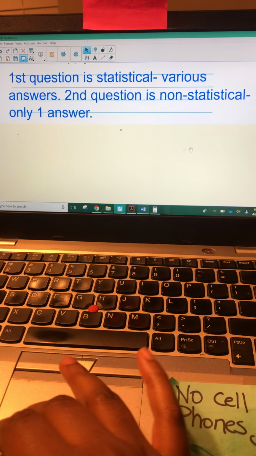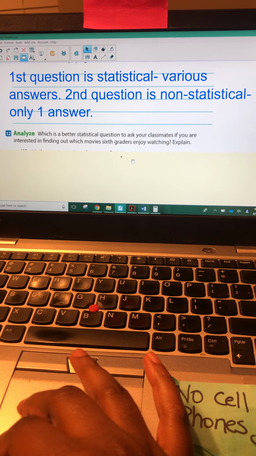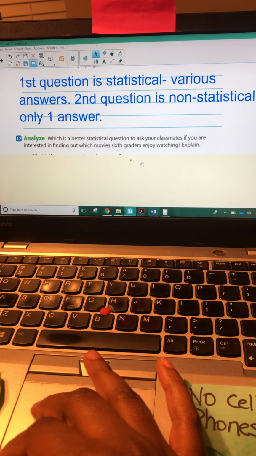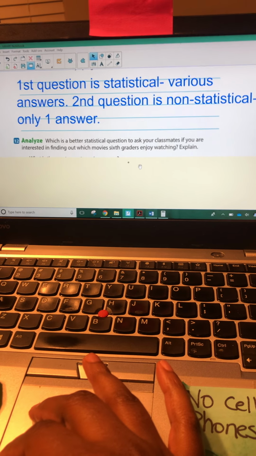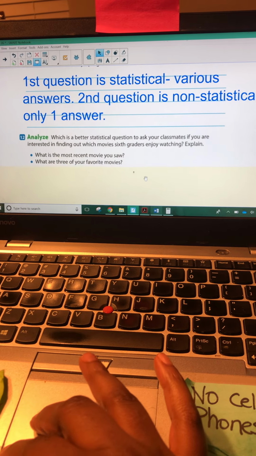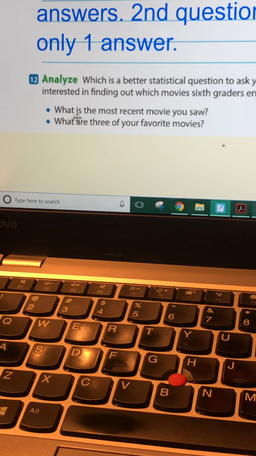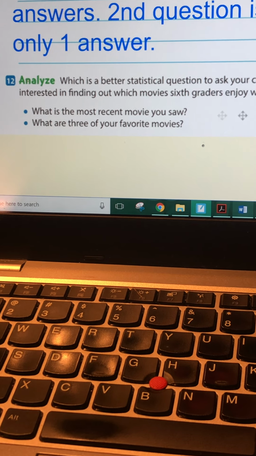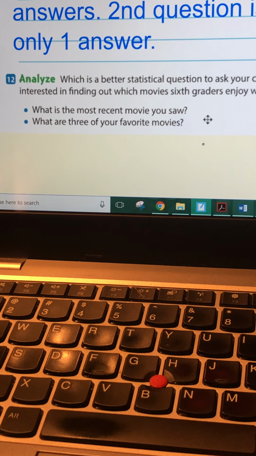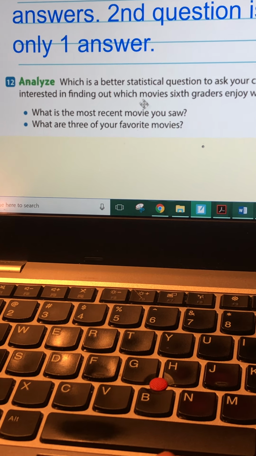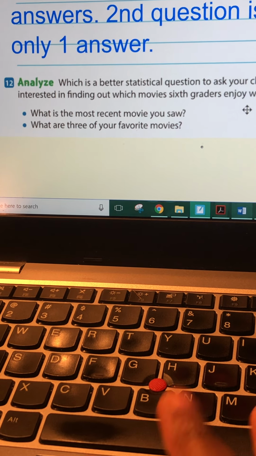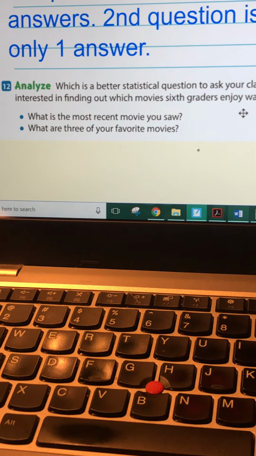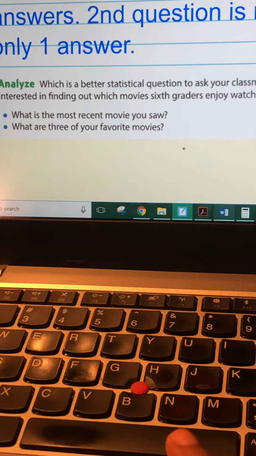All right, let's take a look at number 12, okay? It says, analyze which is a better statistical question to ask your classmates if you are interested in finding out which movies sixth graders enjoy watching. Explain, okay? So here we are. What is the most recent movie you saw? What are 3 of your favorite movies? We know that both of these questions are statistical, but I want to know which one is the better one to find out which movie sixth graders enjoy watching, okay? And remember that keyword explain, all right?